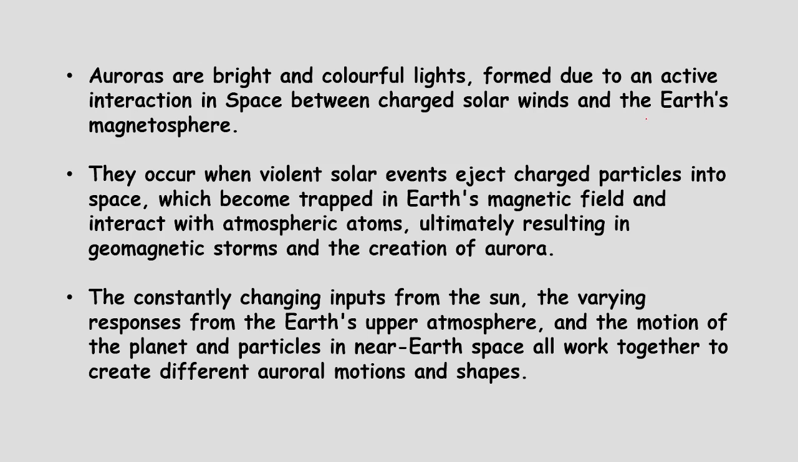So auroras are bright and colorful lights formed due to an active interaction in space between charged solar wind and the Earth's magnetosphere. They occur when violent solar events eject charged particles into space, which become trapped in Earth's magnetic field and interact with atmospheric atoms, ultimately resulting in a geomagnetic storm and the creation of aurora. The constantly changing inputs from the sun, the varying responses of Earth's upper atmosphere, and the motion of the planet and particles in near-Earth space all work together to create different auroral motions and shapes.